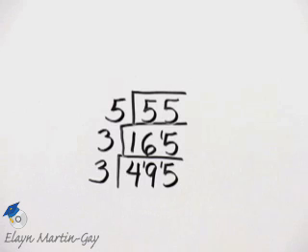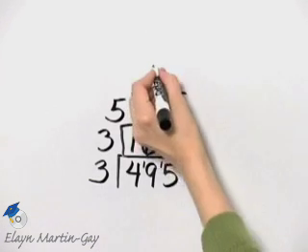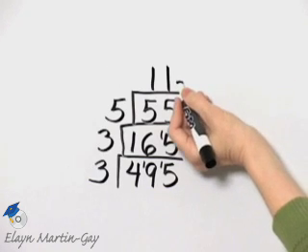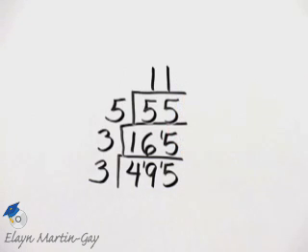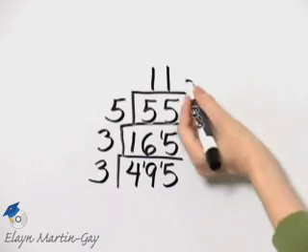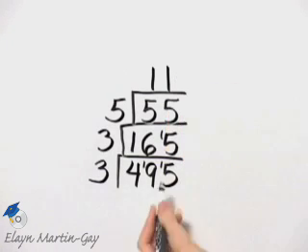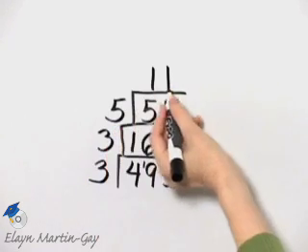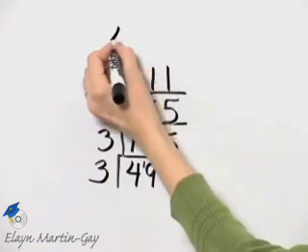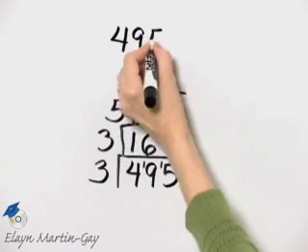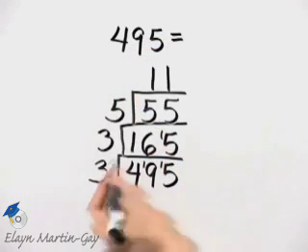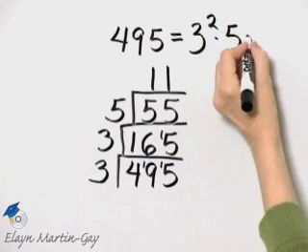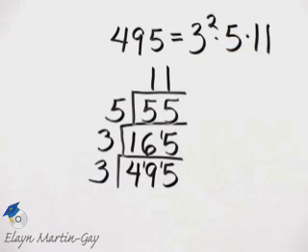And how many times does 5 divide into 55? 11 times. You continue this process until the quotient is itself a prime number. So because this quotient is a prime number, I know 495 is 3 times 3 times 5 times 11. Or I can say that 495, I can write this as 3 squared times 5 times 11. And you can check by multiplying.